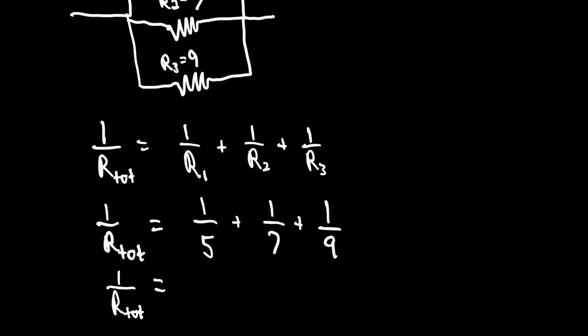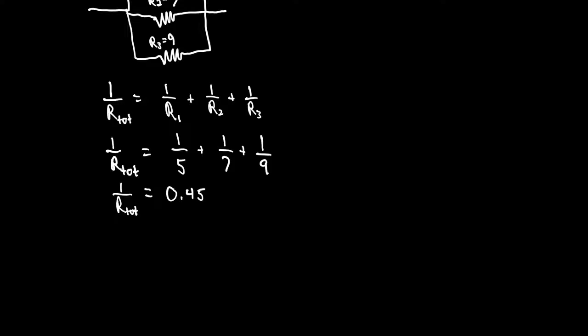The most common mistake that I see is somebody adds up all these and you get 0.45. Is that what our total is? That is 1 over our total. Most common mistake. Half of you in here will do this on your exam. 1 over our total equals 0.45. How do I get our total out of this? Flip it. Flip-flop. So 1 divided by 0.45 will give you what the actual resistance is.